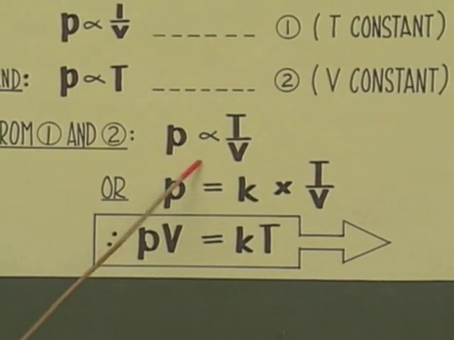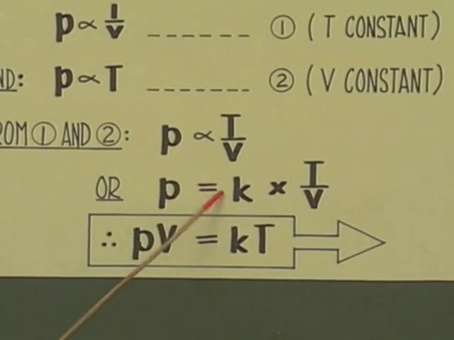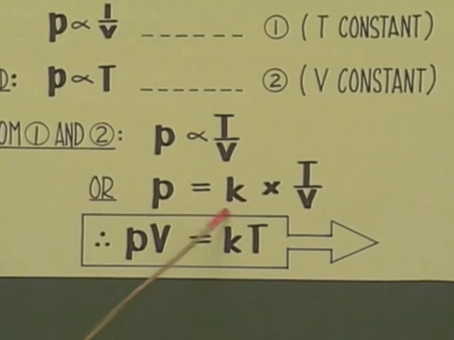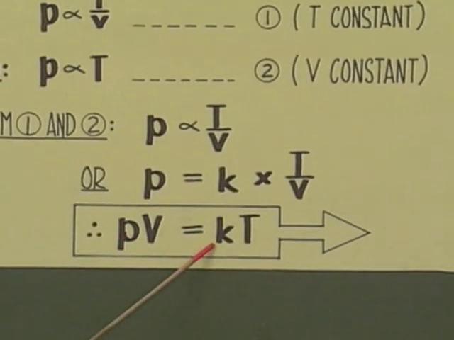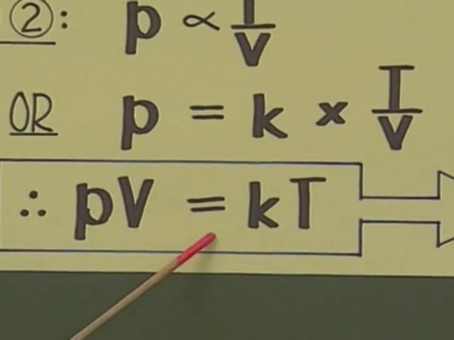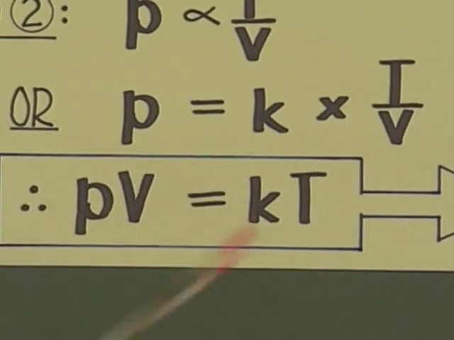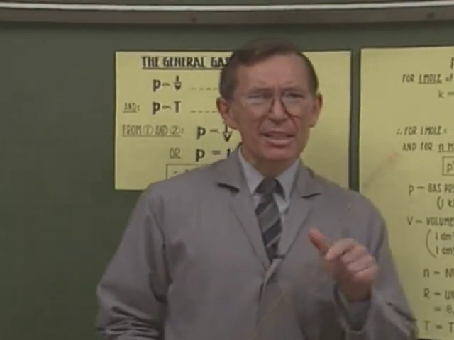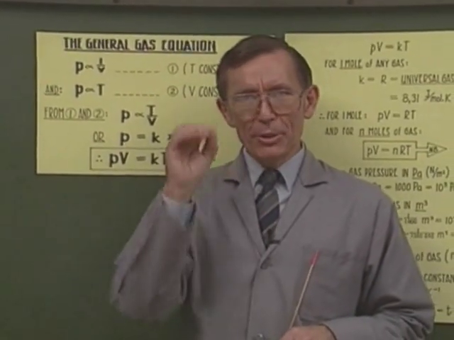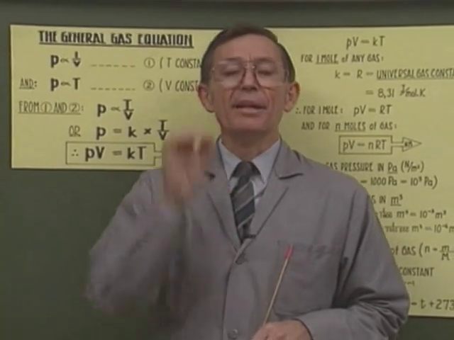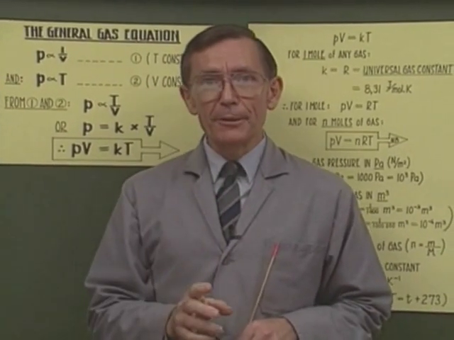I can change this proportionality to an equation by introducing the constant of proportionality K. And then if I take V across, I find PV is KT, which is the general gas equation or the ideal gas equation. The problem, however, is that this equation is not of much practical use because for every new sample of gas used in a container, the value of K will be different.